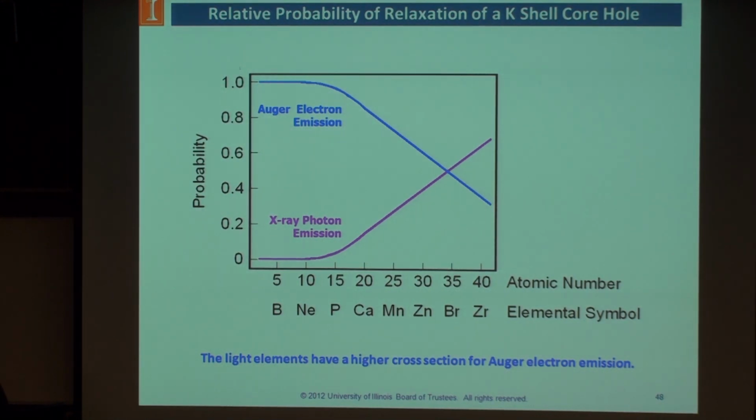Otherwise, we could do EDS and Auger on the same system. Because the Auger emission process and the X-ray photon process are reciprocal, you'll see that for Auger, the emission probability for light elements is much, much higher than for X-ray photons. And so Auger is good for light elements. X-ray photon, or EDS, is good for the heavier elements. So it's good to be able to have both instruments in the same facility.